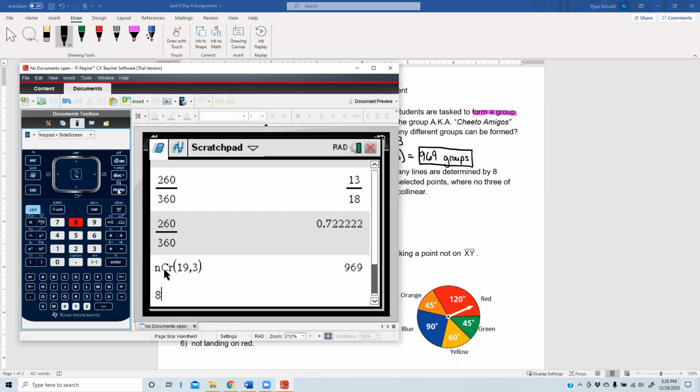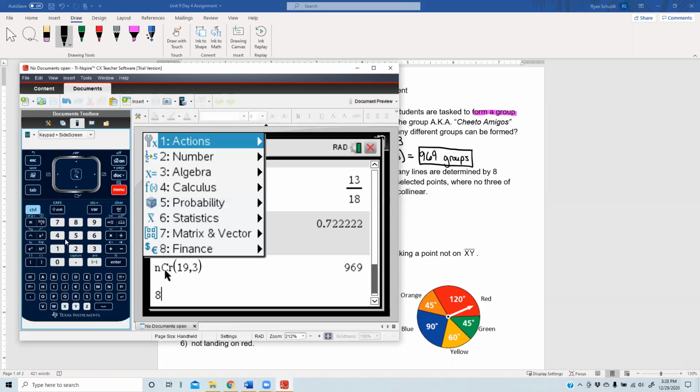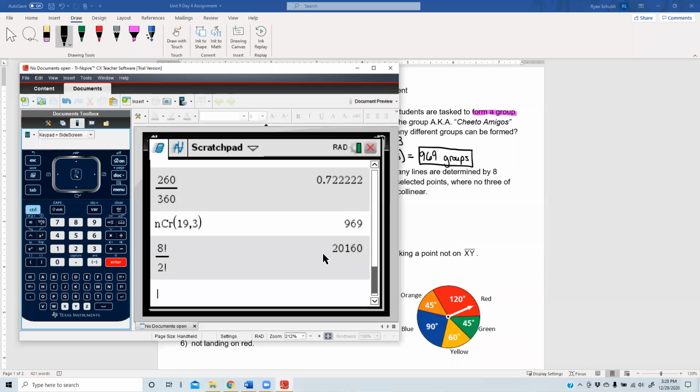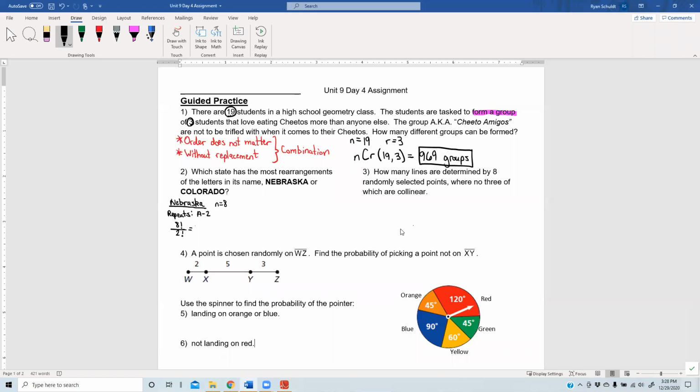So 8, menu 5, 1, 8 factorial divided by 2 factorial. 20,160. So that's how many ways we could rearrange Nebraska. Okay. Now let's look at Colorado. How many letters are in Colorado? One, two, three, four, five, six, seven, eight. There's eight in Colorado.